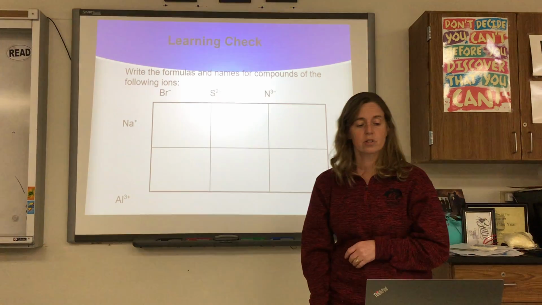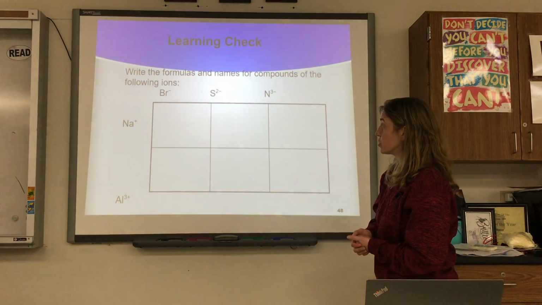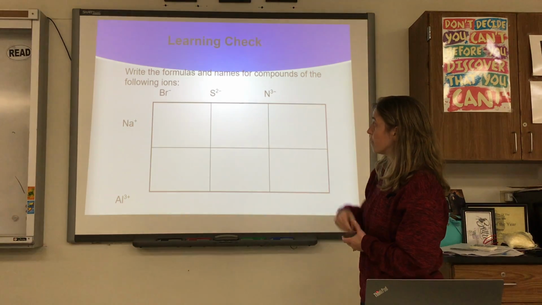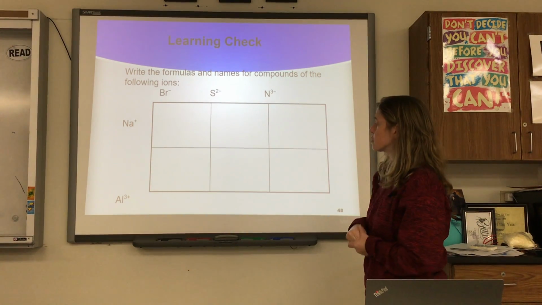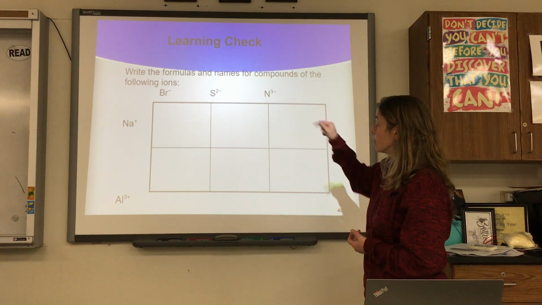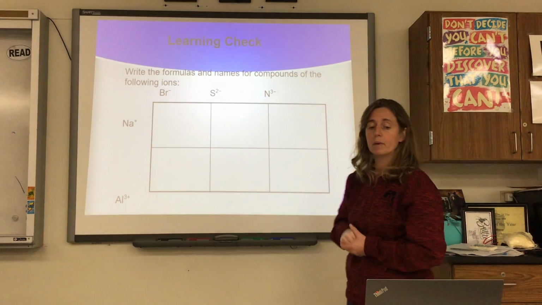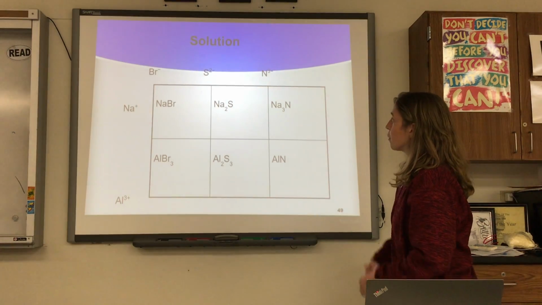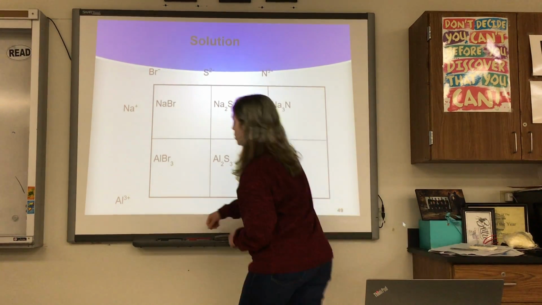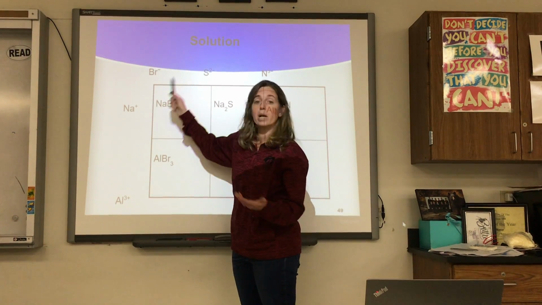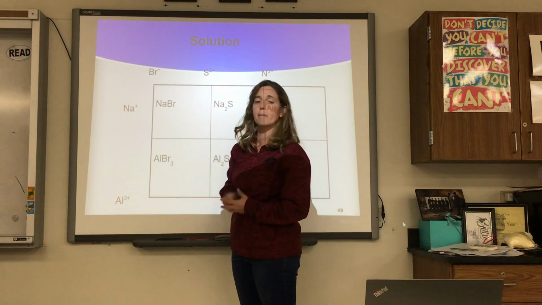Okay? So let's look at our charges here. Sodium and bromine, sodium and sulfide, sodium and nitrogen. Then you have aluminum and bromine or bromide, aluminum and sulfide, and aluminum and nitride. So as you can see with these charges, the 1 and the 1 from the sodium and bromide will cancel out. So you just write NaBr.